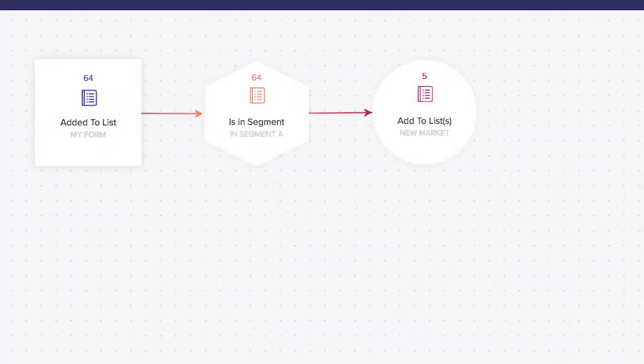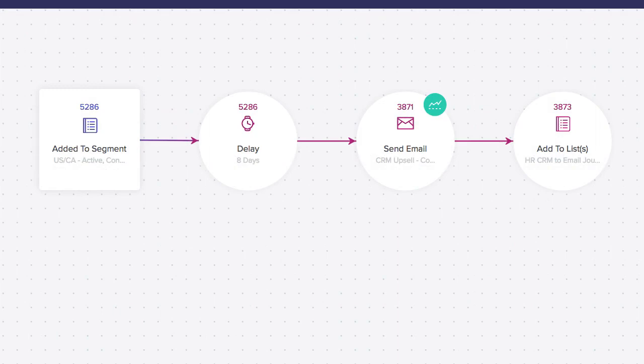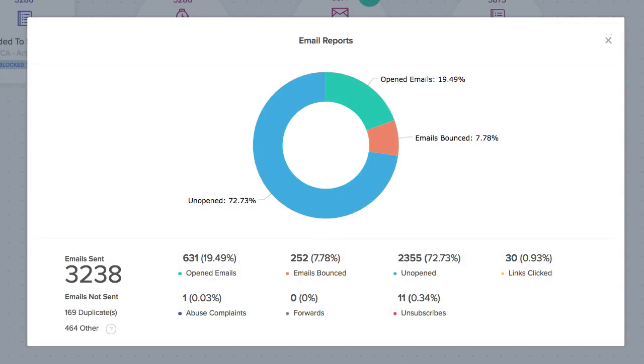As you can see, above every node of the automation is a number. This number represents a stat, in this case, a person. You can see that 64 people have signed up from a sign-up form, and the same 64 people are in a previous segment. 5 of those 64, by being in a different segment, were moved to an entirely new list. Nifty, right? If there were emails in this automation, we would get to the email report from the email node itself, and its associated report opens.